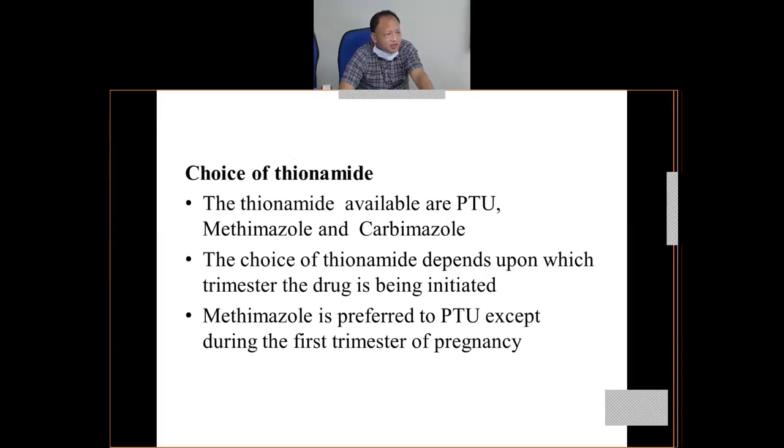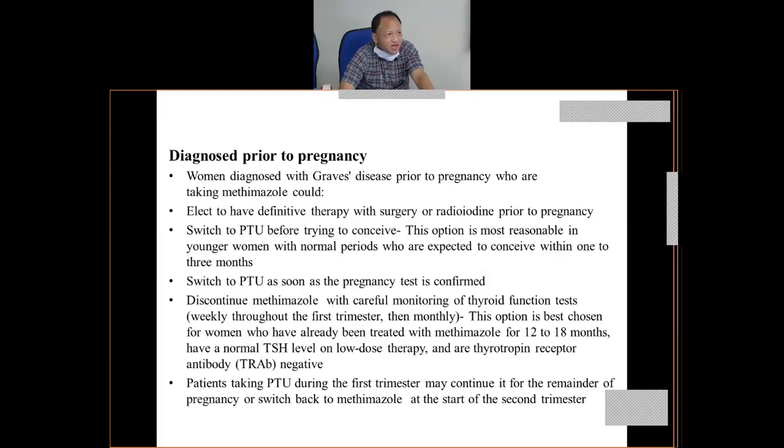Choices of thionamides available are PTU, methimazole, and carbimazole. The choice of drug depends on the trimester. Methimazole is preferred to PTU except during the first trimester of pregnancy. If a woman is diagnosed with Graves' disease or other hyperthyroidism before pregnancy, she may elect to have definitive therapy with surgery or radioiodine prior to pregnancy.